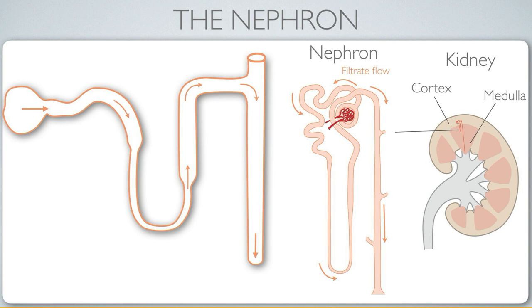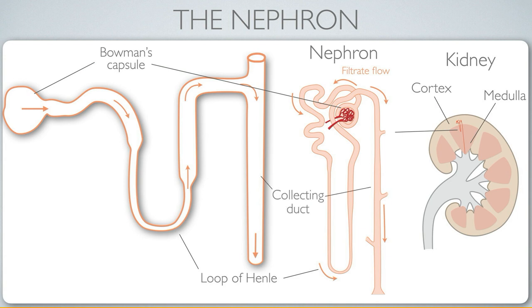The parts I want to focus on, first of all, we've already talked about the Bowman's capsule. Okay, so for reference, that's on the left. This hairpin turn is called the loop of Henle. And then the last vessel here is called the collecting duct. So because we're going to focus on the urine and work our way backwards, that means we're going to start by talking about how the collecting duct works. Then we'll talk about the loop of Henle. We've already covered the Bowman's capsule.